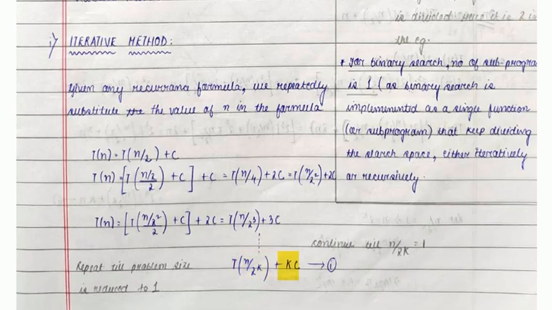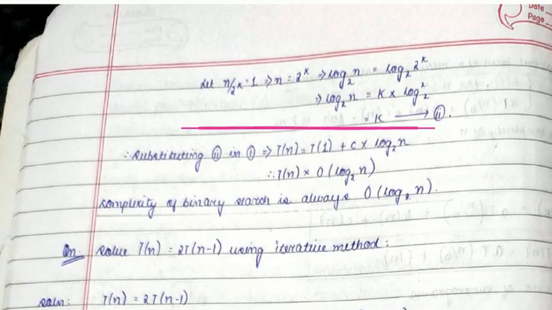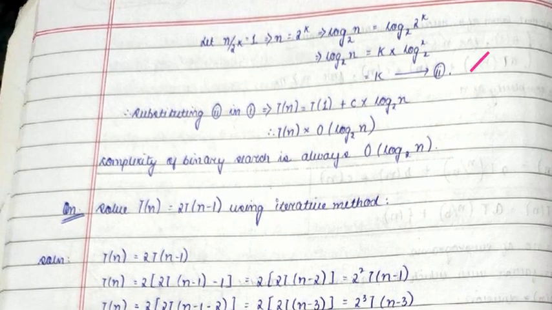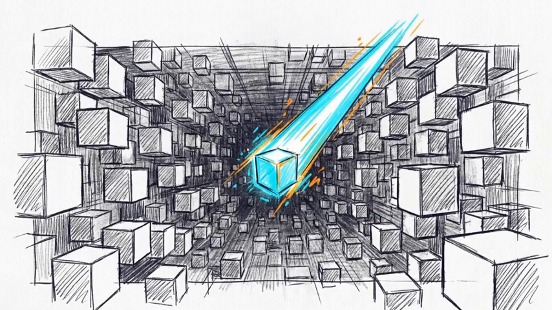The recursion terminates when problem size reduces to 1. Setting n over 2 to the k equal to 1 executes a final algebraic conversion, proving k equals the base 2 logarithm of n. Substituting k back eliminates the recurrence entirely, revealing the algorithm's definitive, proven upper bound, O of log n. The iterative method provides precise mathematical proof of how a recursive algorithm shrinks a vast search space to a fraction of a second.